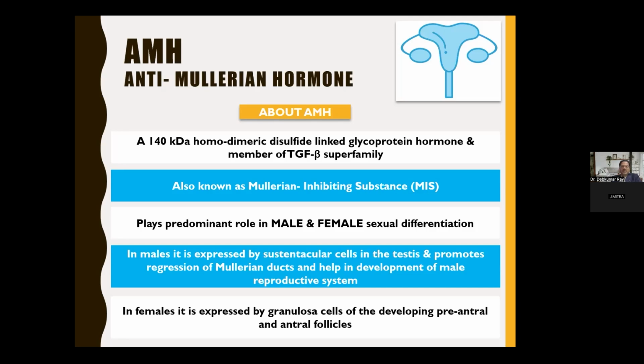In males, it is expressed by the Sertoli cells in the testes, and promotes the regression of the Mullerian duct and helps in the development of the male reproductive system. So this is very important for sex determination. In females, it is expressed by granulosa cells of developing pre-antral and antral follicles.